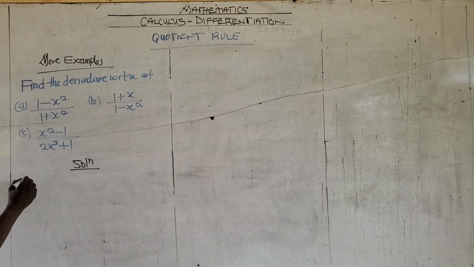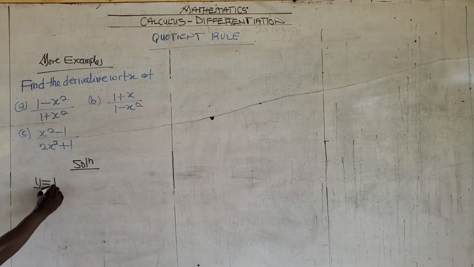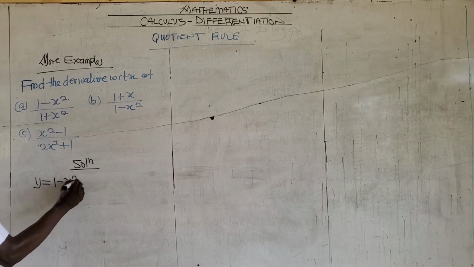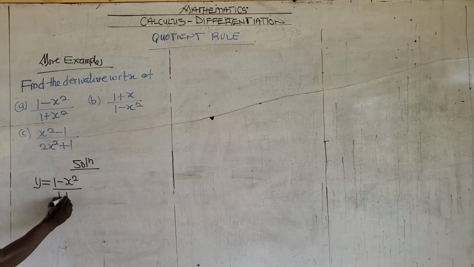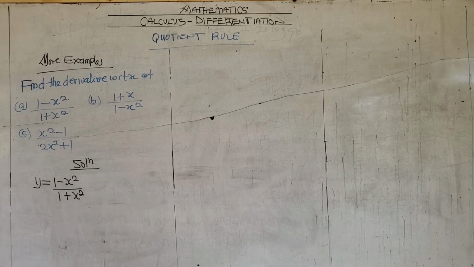Let's take the first one. In the instance of the first one, we have y equals (1 minus x squared) all over (1 plus x squared). Good. So when you have expressions like this, you go by the quotient rule.